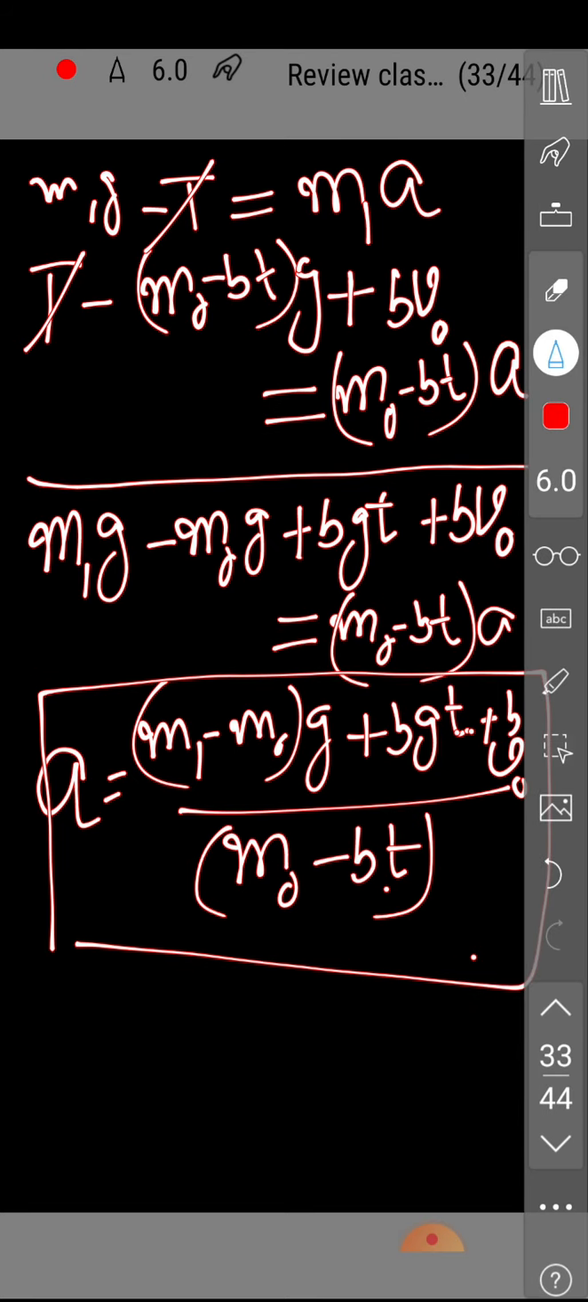Let's check whether the answer is correct or not. So (m1 minus m0) g plus bgt plus b v0 by m0 minus bt. Let's check. The answer is correct.